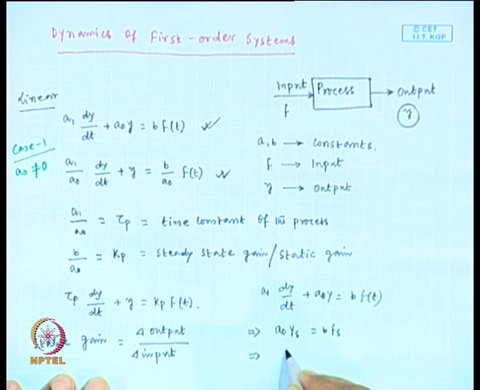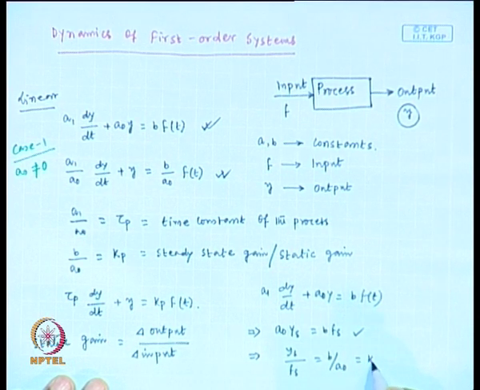Now, if we rearrange this, y s by f s equal to b by a naught, agree. If we rearrange this equation a naught y s equals b f s, y s divided by f s becomes b by a naught. So, what is y s by f s? That is again output by input change. That is why we have represented b divided by a naught as steady state gain, fine, and that we have represented by Kp.